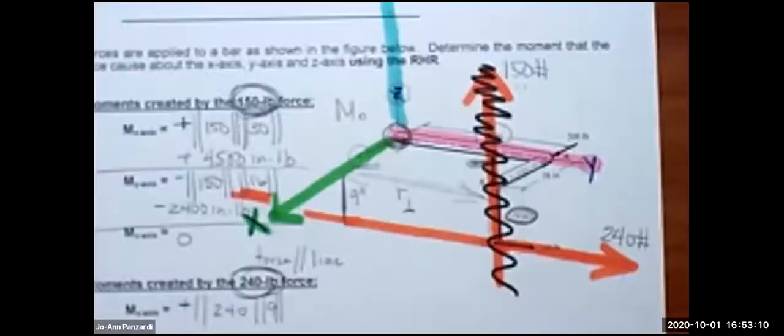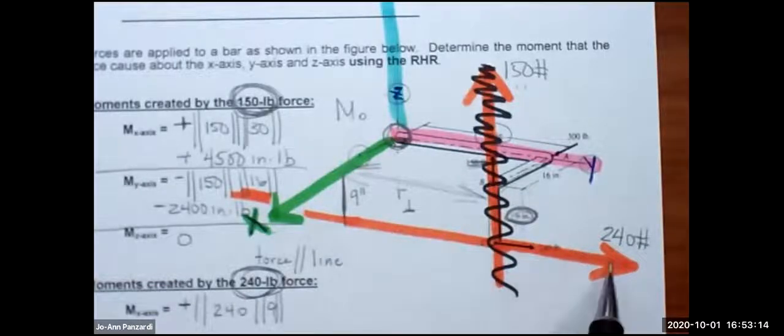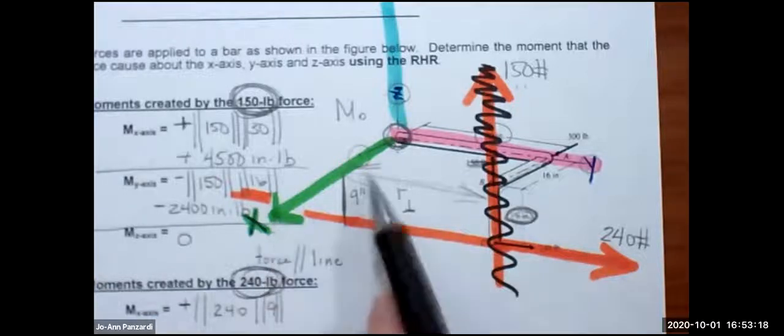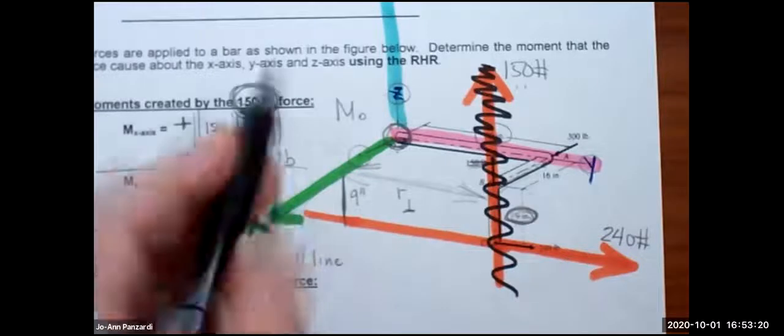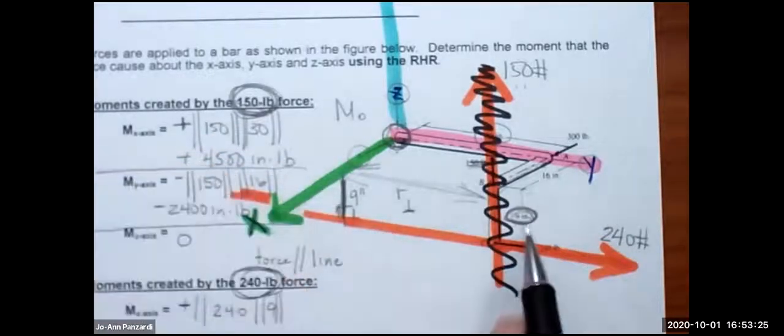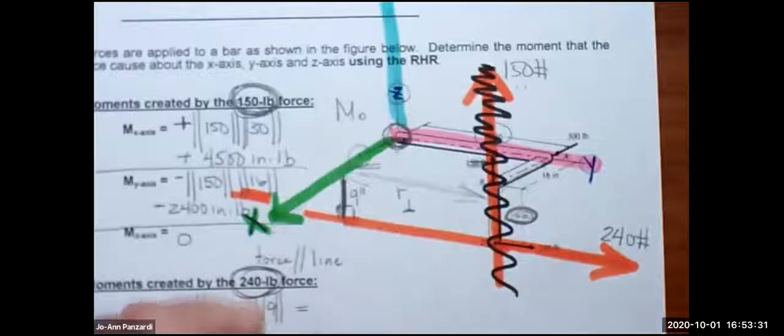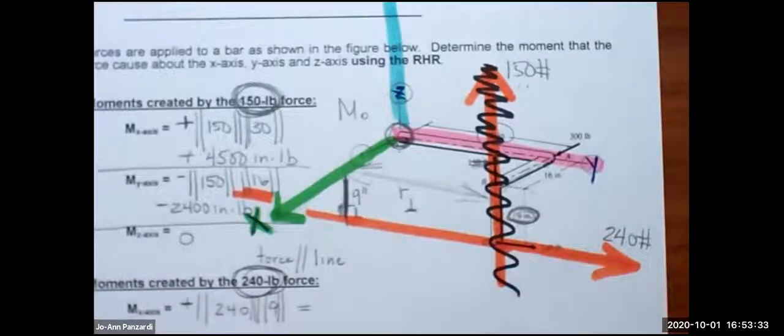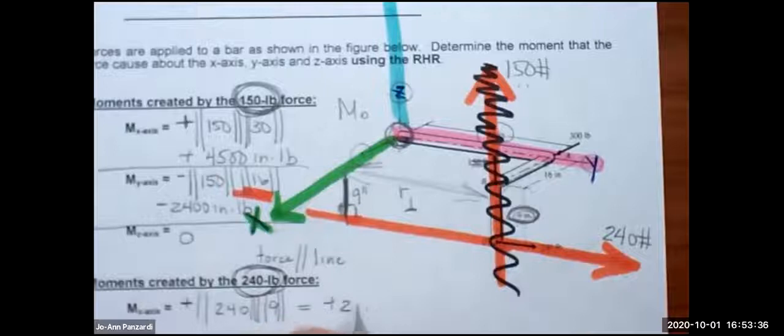Oh, okay. Don't get stressed out. The next one you're going to get right. It takes a while to see it in 3D. The force is in the Y, and it lies underneath the X. The X is in the X, so the perpendicular distance has to be the Z, which is 9 inches. Okay. And 240 times 9 is 2160 inch pound.